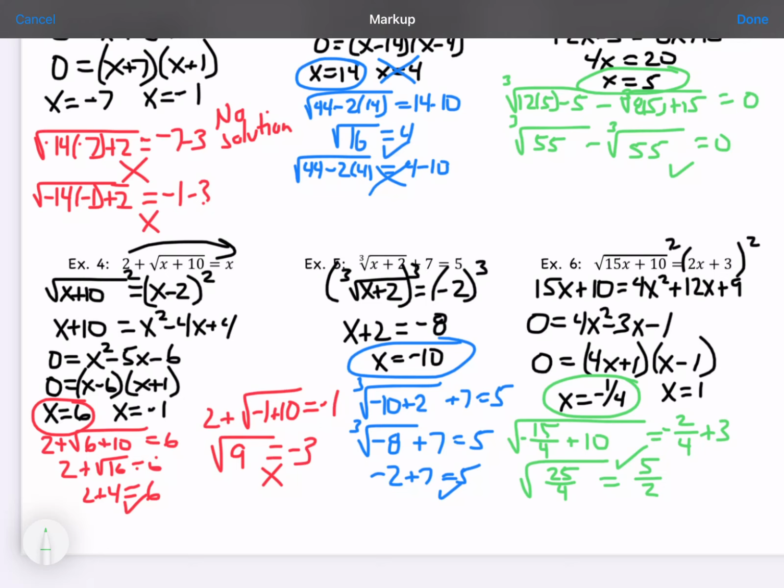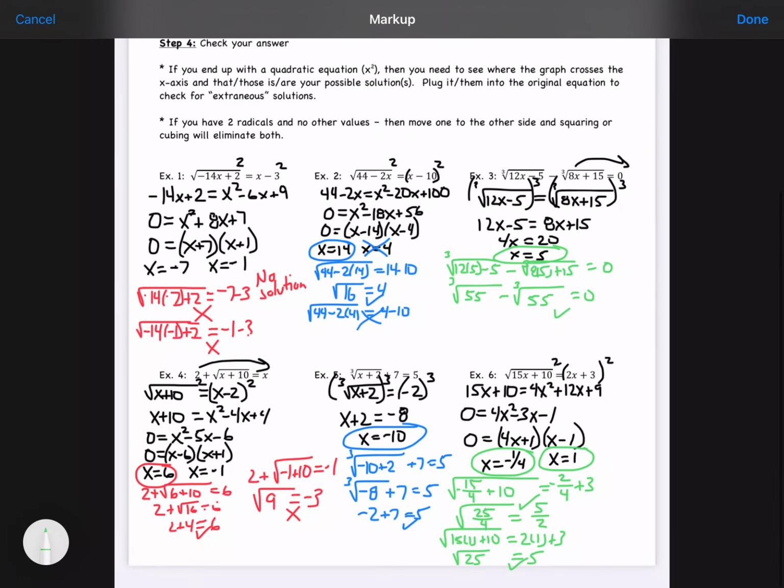Can it also be 1? Let's see. We plug in 15 times 1 plus 10. Does that equal 2 times 1 plus 3? Well, on the right-hand side, we get 5. On the left-hand side, we get square root of 25. So, in this case, both answers work.